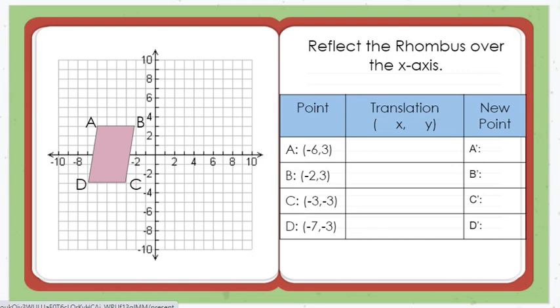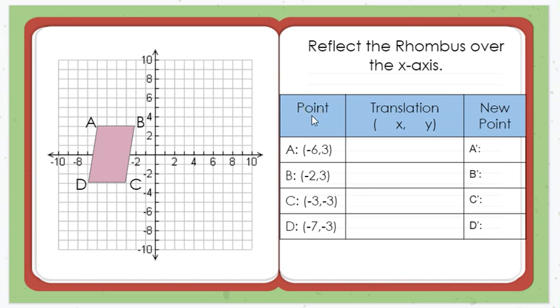All right, we are on example 4 for reflection, and the directions on this problem say reflect the rhombus over the x-axis, and this is a rhombus. It can also be called a parallelogram. All right, so we first want to remember our x-axis rule. All right, so that's kind of where you start.